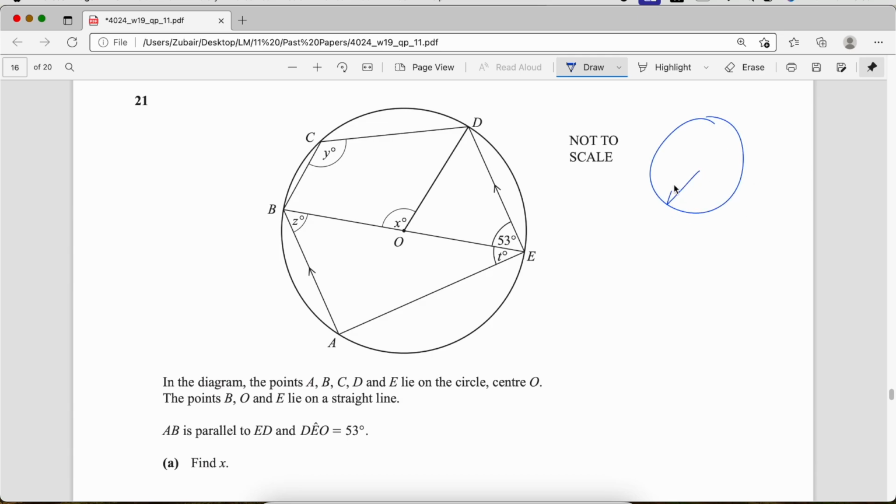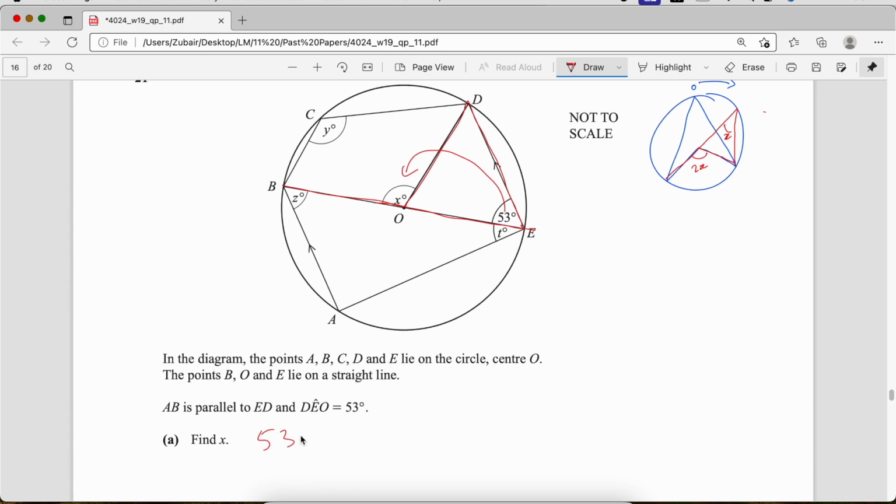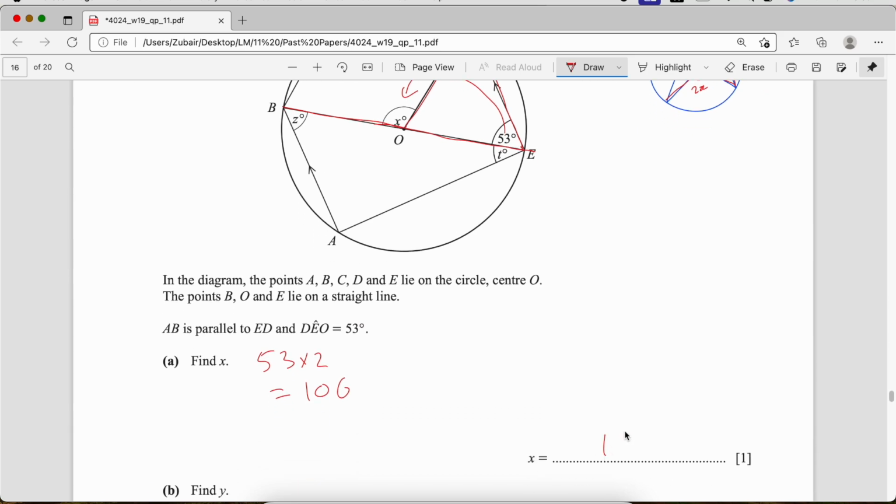I'm using the property that the angle at the center is twice the angle at the circumference. I'm moving this point towards the right, and it would look like this. So if this is 2x, that's x, and the radius hits and goes back, so basically x is double of 53. 53 times 2 is 106.